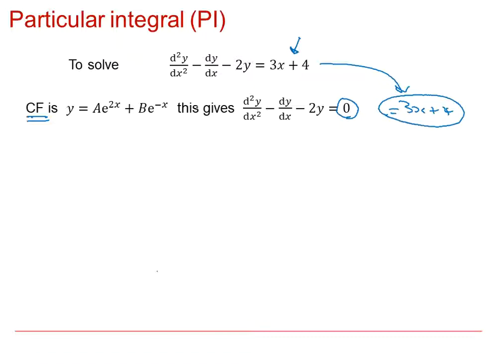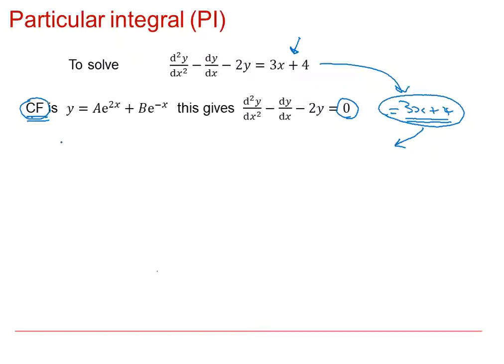So I like to think of this as the complementary function is a solution that will make the differential equation add up to 0, and now we're looking for an extra top-up function which will make the equation add up to 3x plus 4. And the function that will do this is called the particular integral.